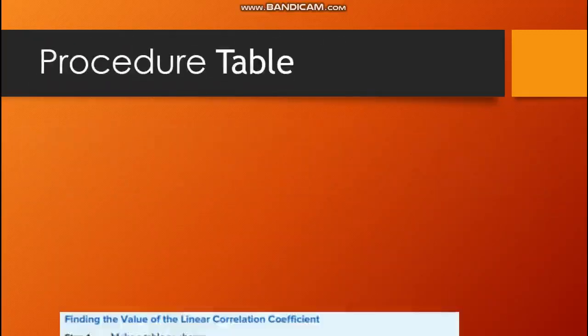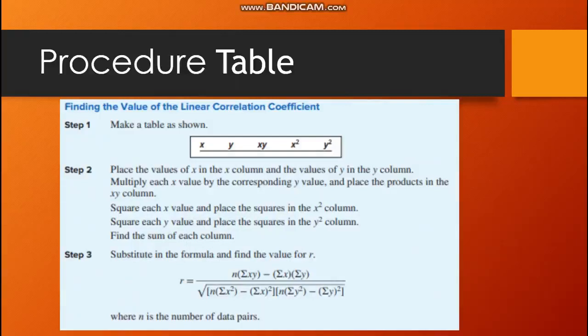Now, here is our procedure table in finding or computing the value of the linear correlation coefficient. First step is you're going to make a table as shown. The table ay merong x column, y column, xy column, x squared, and y squared column. Now, step 2, kukompute natin yung x squared column, y squared column, and xy column. Tapos kukunin natin yung summation nila. And then right after that, kukunin natin yung r by substituting the computed values sa ating step 2 dun sa ating formula.